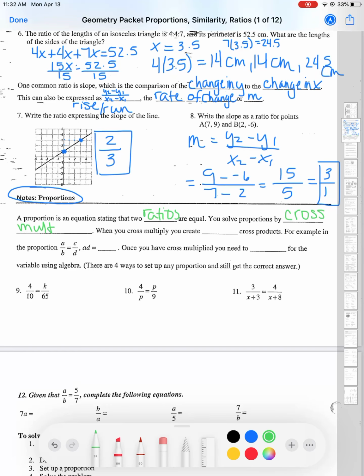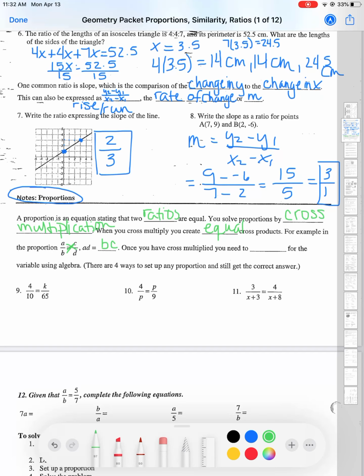And again, we've been doing this. I just wanted to put these notes out. Cross multiplication, can't spell. When you cross multiply, you create equal cross products. Anyways, I just wanted to put these notes out to give you guys a good refresher. For example, the proportion A over B equals C over D. AD would equal BC.